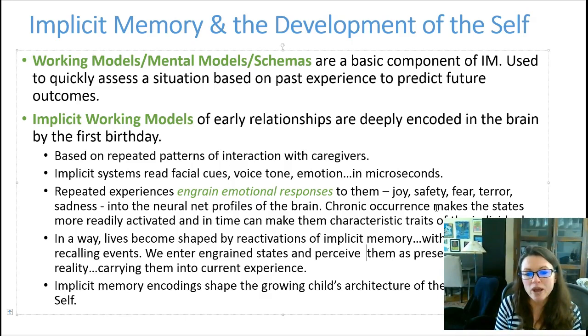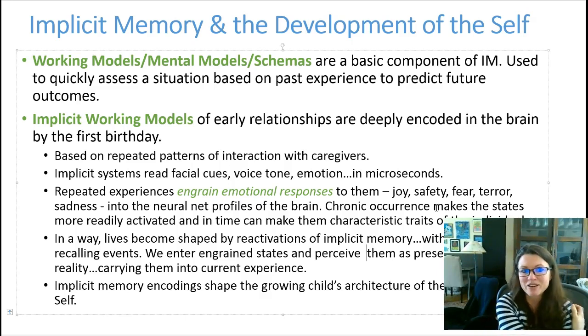Okay. In a way, lives become shaped by reactivations of implicit memory without awareness of recalling events. So our implicit reactions become part of who we are without us even thinking about them. Our go-tos for stress, the way we respond to people, get encoded very early. We enter ingrained states and perceive them as present moment reality. So we have this idea of relationships with people from very early encoding. And as we move through life, those potentials reactivate very quickly. We just expect what we've always gotten.